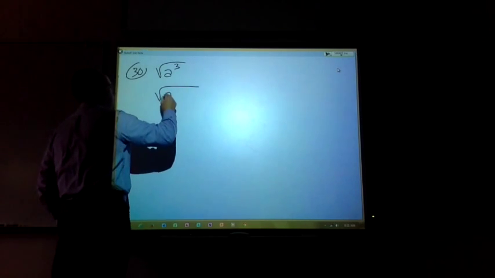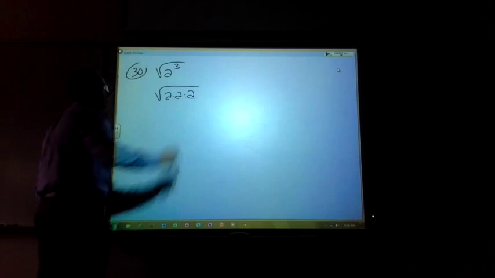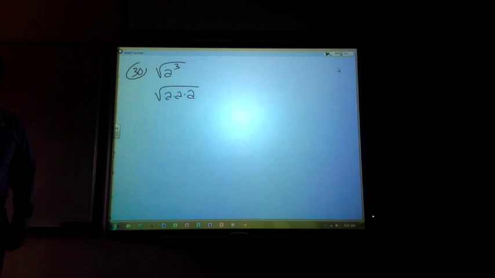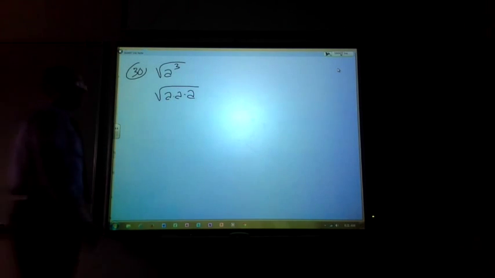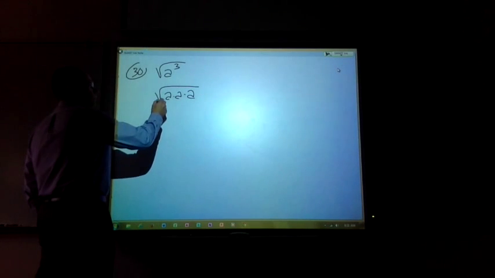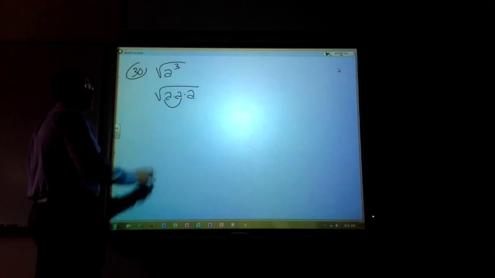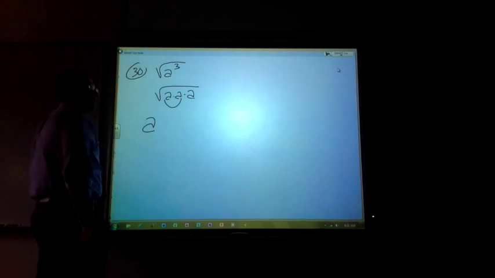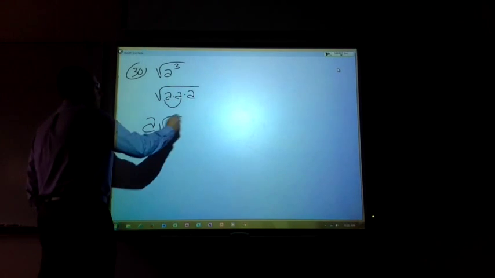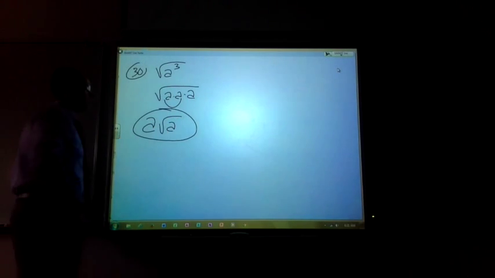Is a to the third a perfect square? No. So this is the same thing as this. Agree? How many of a kind am I looking for? Square root of that is what? A is outside. Anything left inside? Done.